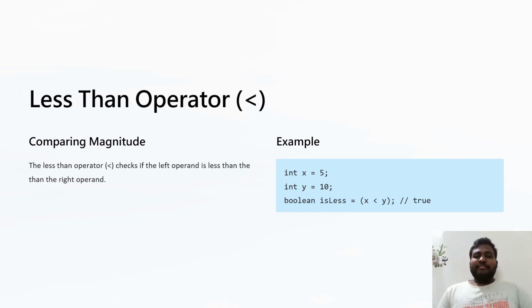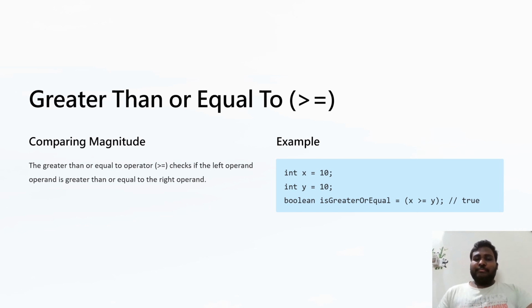Less than operator. Here we check whether the LHS is less than the RHS. We take x equals 5 and y equals 10, where the Boolean isLess holds the result. Since x is less than y, it will return true.